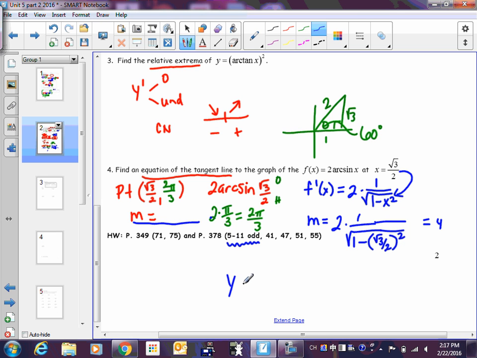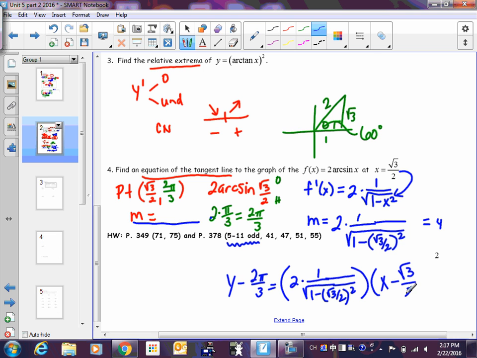So my final answer would be y minus 2 pi over 3 equals, and then I'm going to just put that unsimplified slope, because this is what I think most of you would do, given the choice, and then x minus root 3 over 2. So that was applying what we just learned to tangent line.